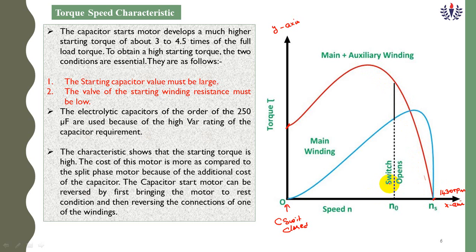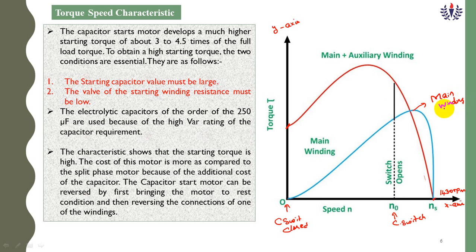Okay, now once the speed is achieved, because the motor has started running, immediately you have to open the switch. At this point the centrifugal switch is open. Once the centrifugal switch is open, you should not operate by the starting winding. We have to operate only by the main winding.